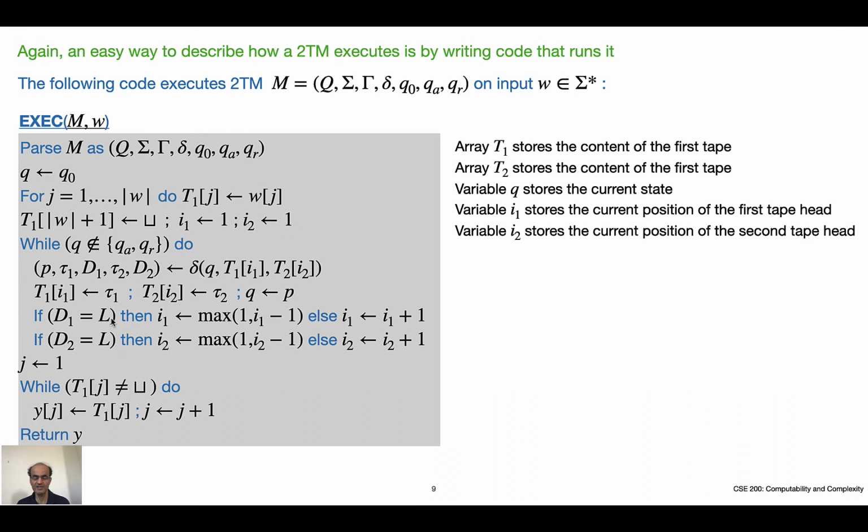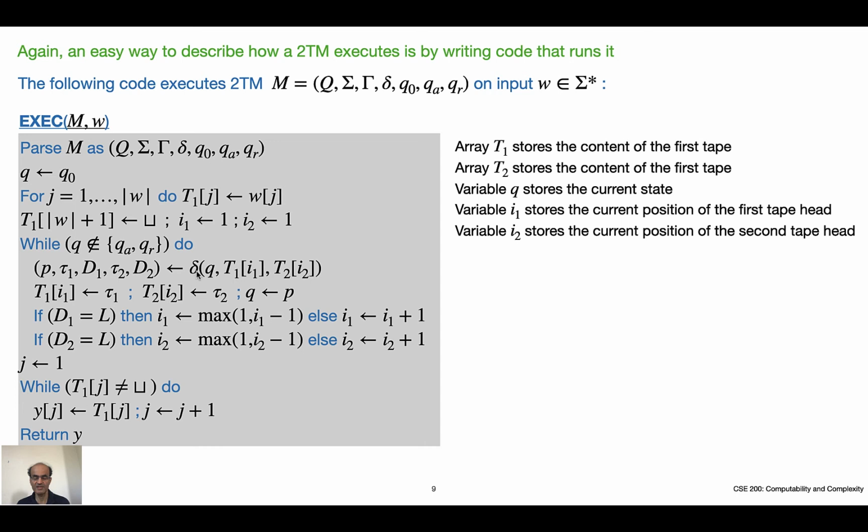And now we loop. We keep looping until the current state is either an accept or a reject. As long as it isn't, we execute this code, which runs the two-tape machine for one step. What happens in that one step? We are currently in state Q. And what are we scanning? What are the symbols on the heads? Whatever T1 contains at position I1 is what the first head is scanning. What T2 contains in position I2 is what the second head is scanning. Because remember, the arrays hold the tape contents.